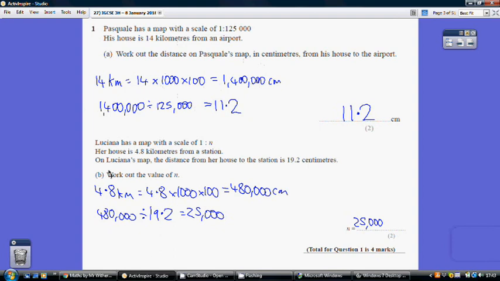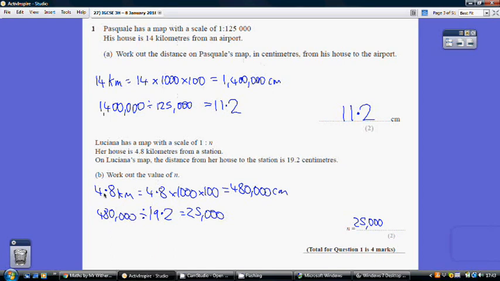Now for part B, we're told that Luciana has a map of the scale of 1 to n. Her house is 4.8 kilometers from a station. On Luciana's map, the distance from her house to the station is 19.2 centimeters. Work out the value of n.